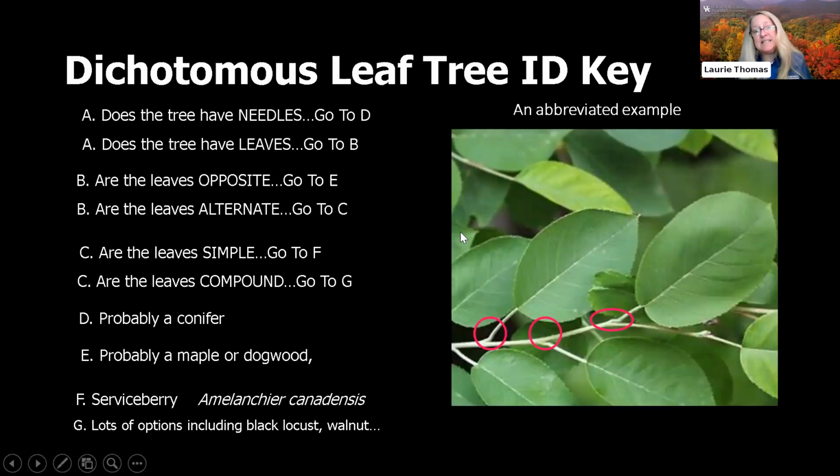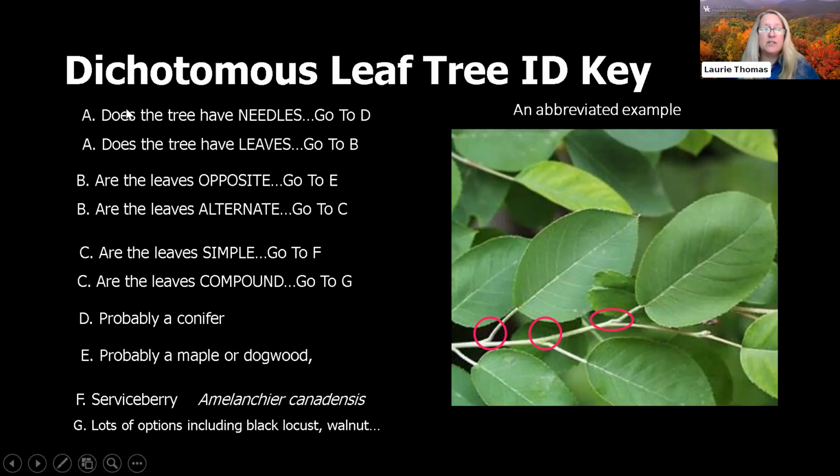Okay, so now we can see a dichotomous key in action. We went through the steps, and we're going to look at this super abbreviated one. We're going to use the book next, but we'll start with this one. So we start at A or B or one, wherever it tells us to start.